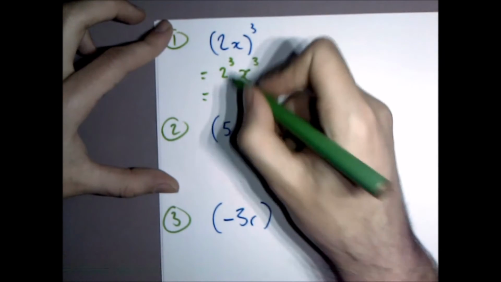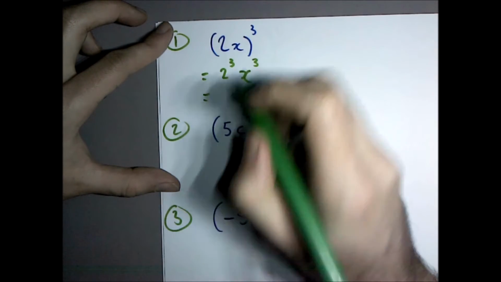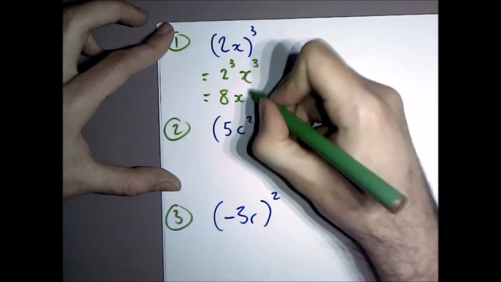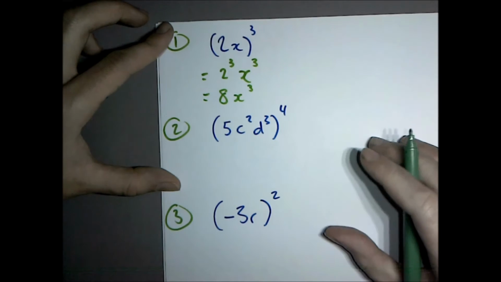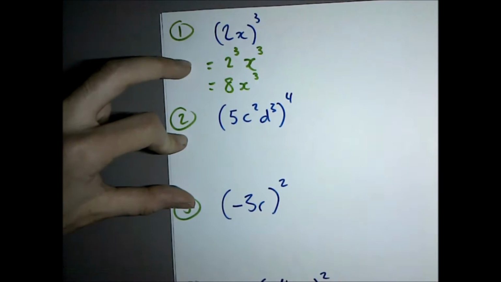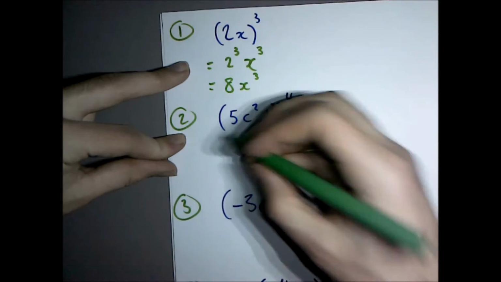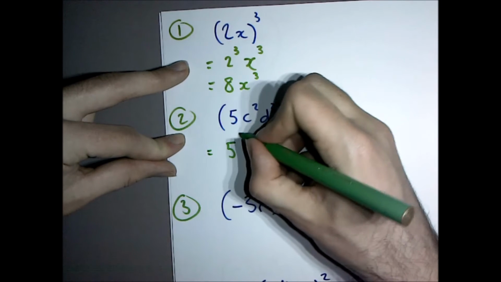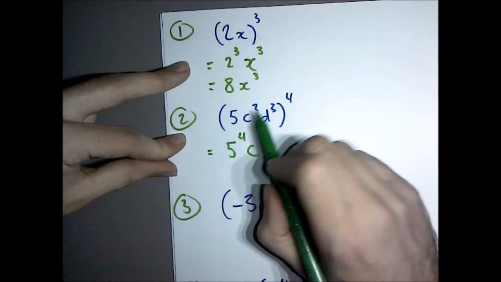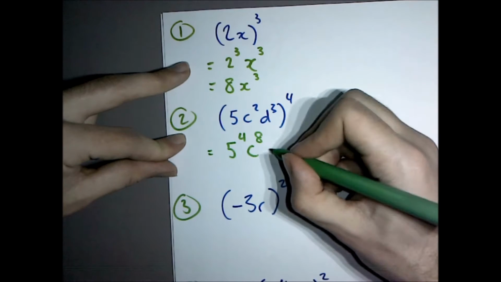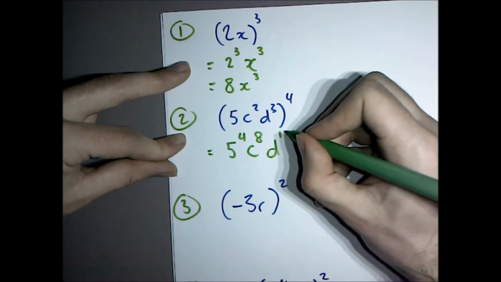And you can change that. 2 to the power of 3, that's 2 times 2 times 2, which is 8, x to the power of 3. Now for number 2, what we need to do is multiply each of these indices by the power of 4. So it's going to be 5 to the power of 4, c, 2 times 4 is 8, and d, 3 times 4 is 12.